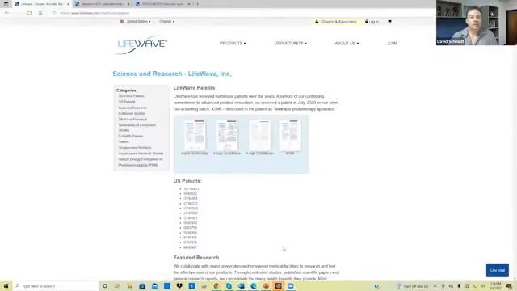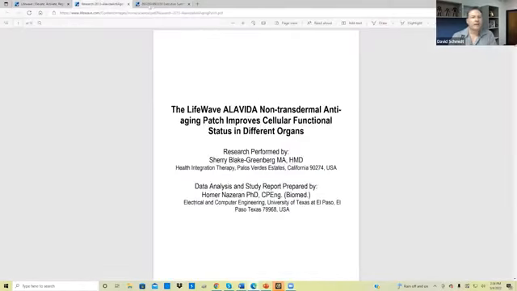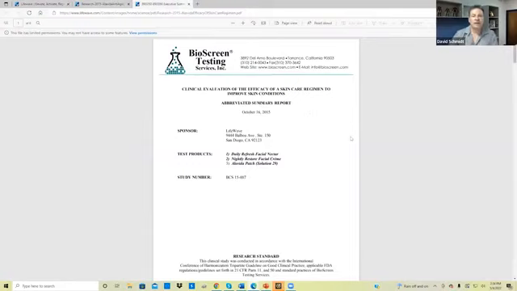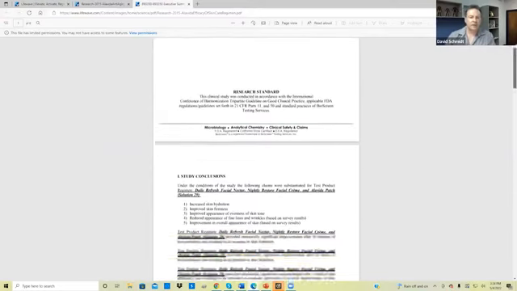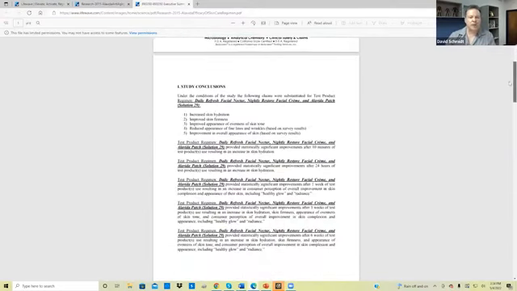This, of course, is the research section of the website where people can find different studies. And this is a study that we did on the Alavida system. So what happens when you're using the patch with the topicals, people can go and pull up the report.